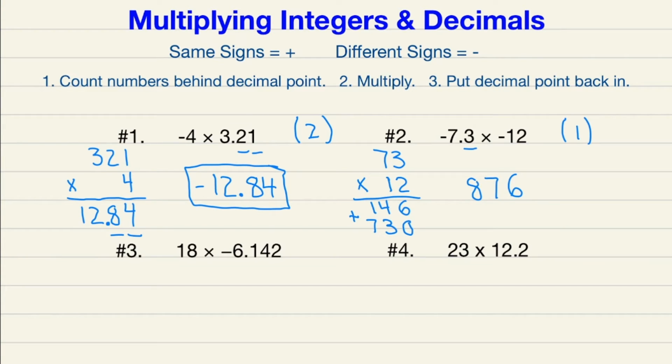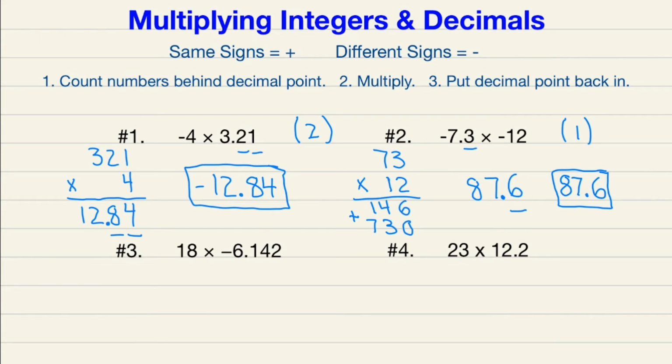And we get 876. Our number in parentheses is a 1, which means we're going to have 1 number behind our decimal point, which is the 6. So I know my decimal point goes in front of that. And my final answer is going to be positive because both of our numbers were negative. They had the same sign, which means I'm going to have a positive result. So for number 2, we get 87 and 6/10.